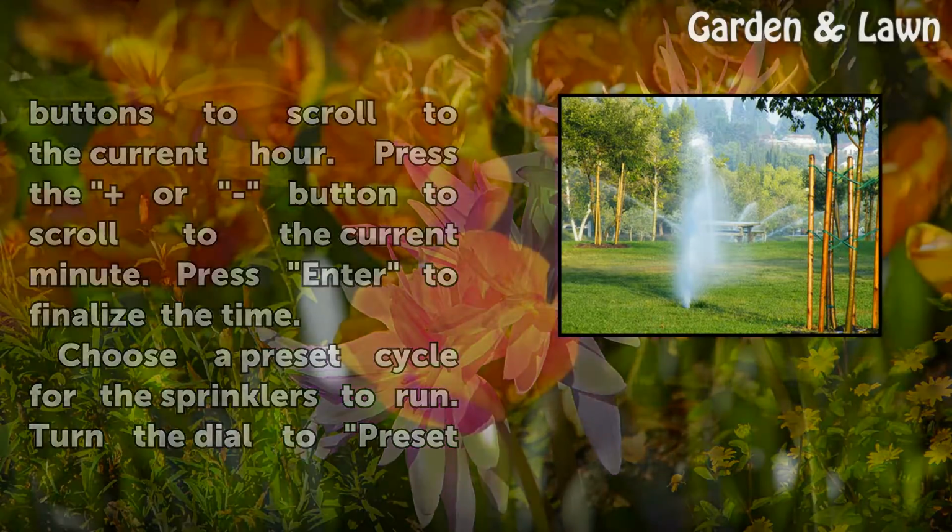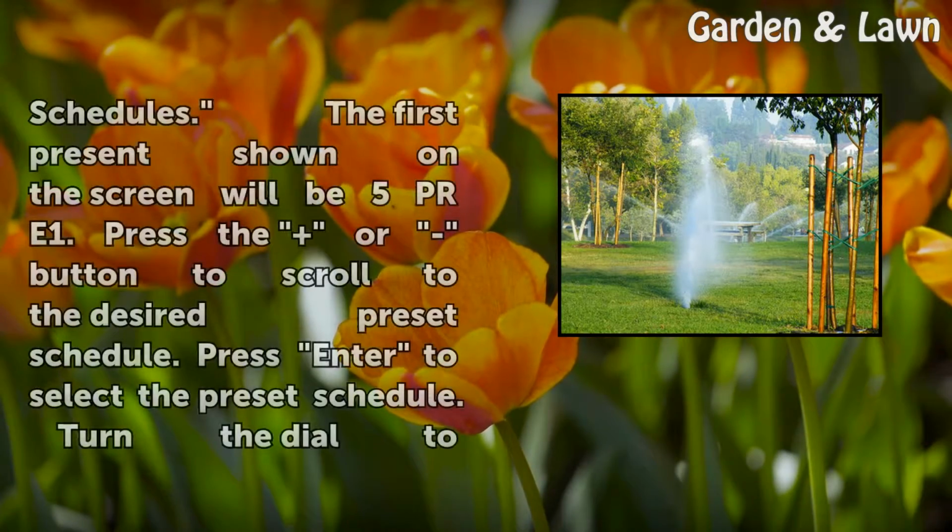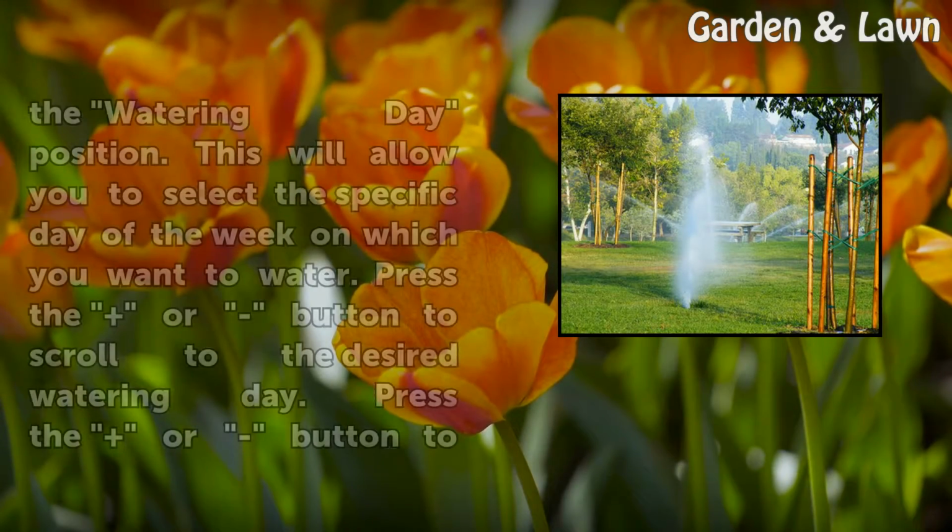Choose a preset cycle for the sprinklers to run. Turn the dial to preset schedules. The first preset shown on the screen will be 5pre1. Press the up or down button to scroll to the desired preset schedule. Press enter to select the preset schedule.